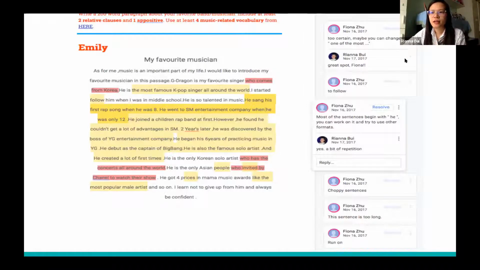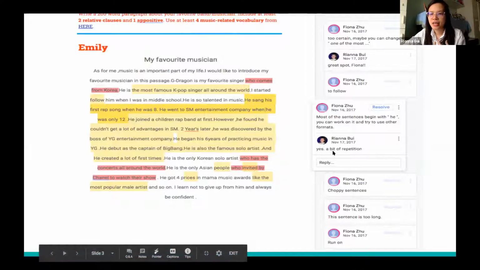In another instance, after Emily wrote her paragraph, I asked another student to peer review her writing. You can see here, Fiona, we use the comment section in Google Docs to comment regarding the target language and also some academic terms, for example, hedging language. You can see Fiona comment here, too certain. Maybe you can change it to one of the most. So, hedging language.